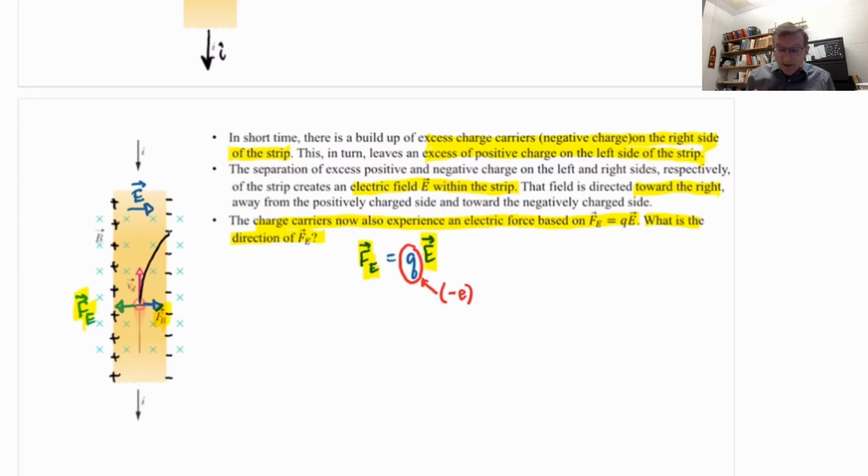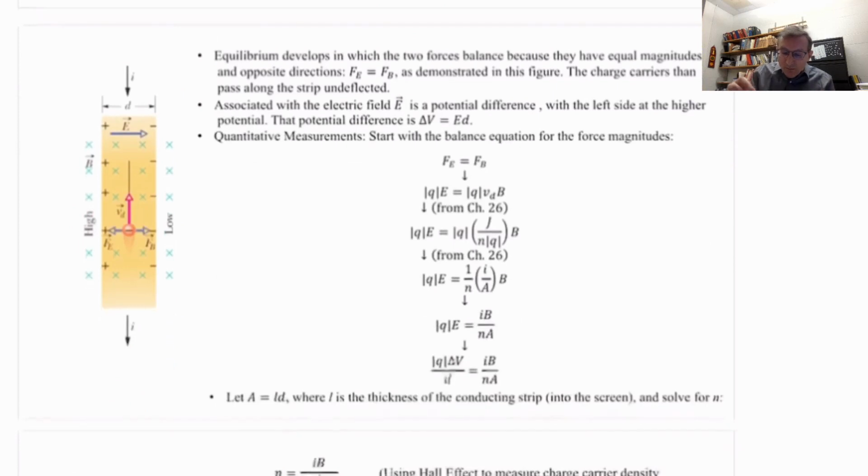Okay? And all of this happens relatively quickly. And that's really what we're interested in once we get to this kind of steady state. So now we're going to talk about that. It's a kind of equilibrium, this steady state, that will develop in which the two forces, F electric and F magnetic, balance because they have equal magnitudes in opposite directions, like the picture right here implies. So we're going to just denote that this way. Fe equals Fb, where when written like that, we mean the magnitudes are equal.